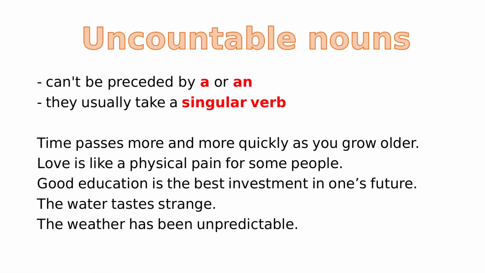Please remember that uncountable nouns can't be preceded by a or an, and they usually take a singular verb. Time passes more and more quickly as you grow older. Time passes, singular verb. Love is like a physical pain for some people. Love is. Good education is the best investment in one's future. Good education is. The water tastes strange. Tastes. The weather has been unpredictable. The weather has been.